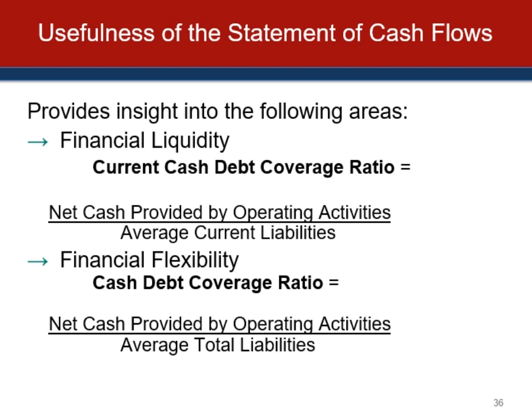A more long-term measure, more towards the financial flexibility part of the spectrum, would be the cash debt coverage ratio. That would be the net cash from operations divided by the average total liabilities, not just current liabilities. So how many times could you actually pay off your entire debt, including current and long-term items? You would expect that number to be less than the current cash debt coverage ratio. And again, it would be better if it was larger, right? The more times you could pay off your liabilities from your cash from operations, the less risky the business.